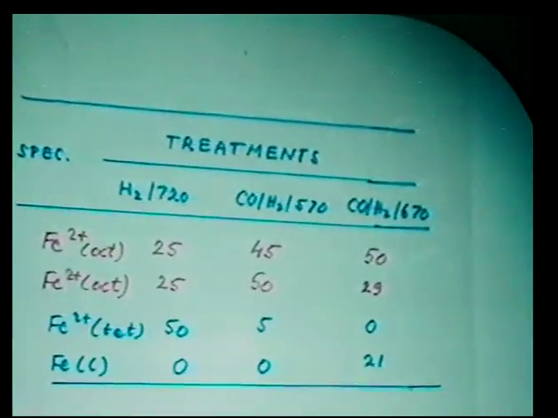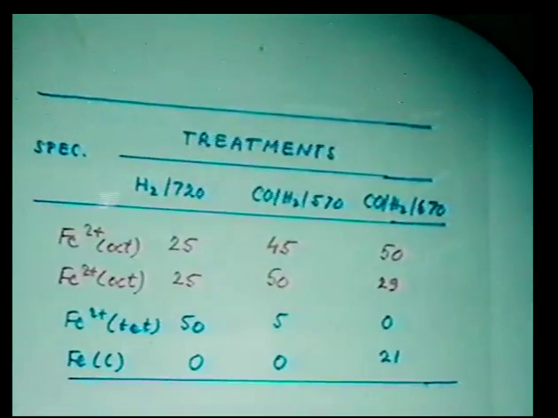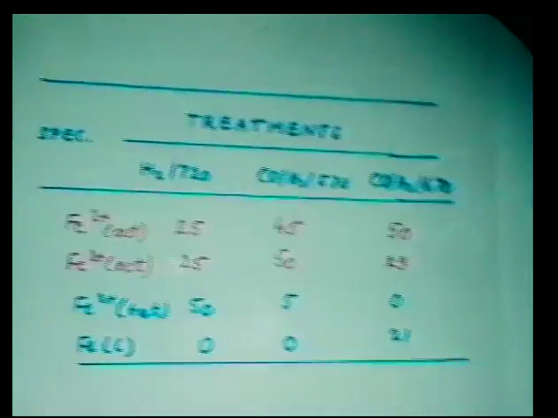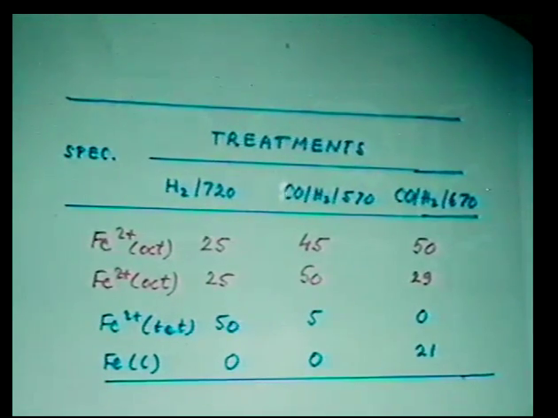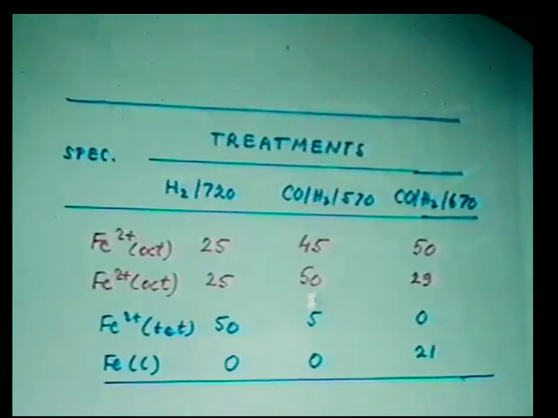So in fact, you can see that after reduction, you have about 50% of your iron in tetrahedral position, and after treatment in a CO plus hydrogen mixture, this component decreased considerably, and part of the tetrahedral position is converted or transferred to the octahedral site. And after higher temperature, you have a zero component in tetrahedral position, but a very small amount of iron in carbide form.